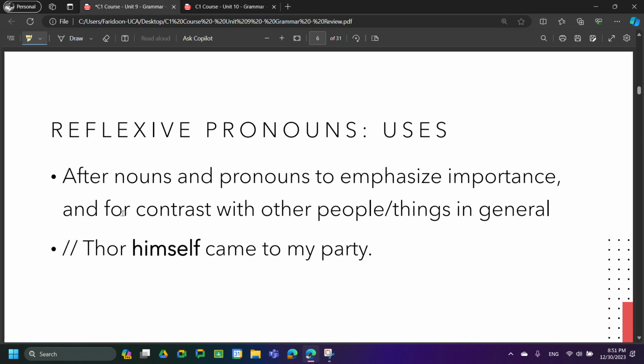We can also use them after nouns and pronouns to emphasize importance and for contrast with other people and other things in general. Thor himself came to my party. If you put it directly after a noun like Thor, it's going to emphasize the importance that Thor came, and not just any person named Thor. No, the Thor, the god of thunder himself, he came to my party, right?